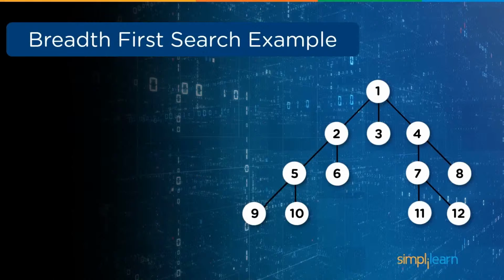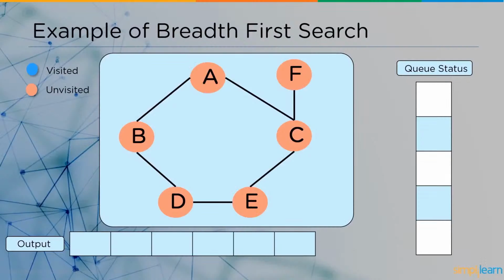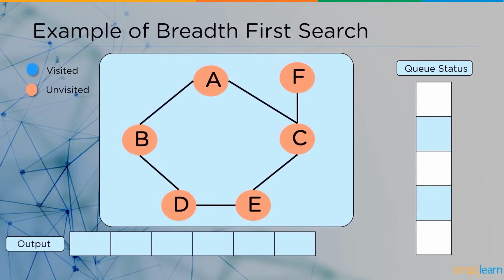For a better understanding, we look at an example of the breadth first search algorithm. The blue color indicates that the node has already been explored, while the pink color indicates that the node has not been explored or visited yet. Next, we'll have our output. We will use a queue data structure to keep track of all the nodes visited and all the nodes that are unvisited. So, to begin, let's look at the algorithm.